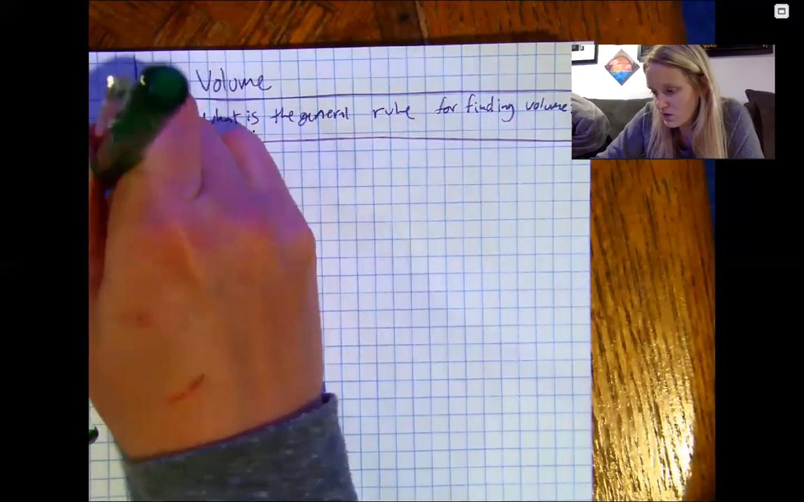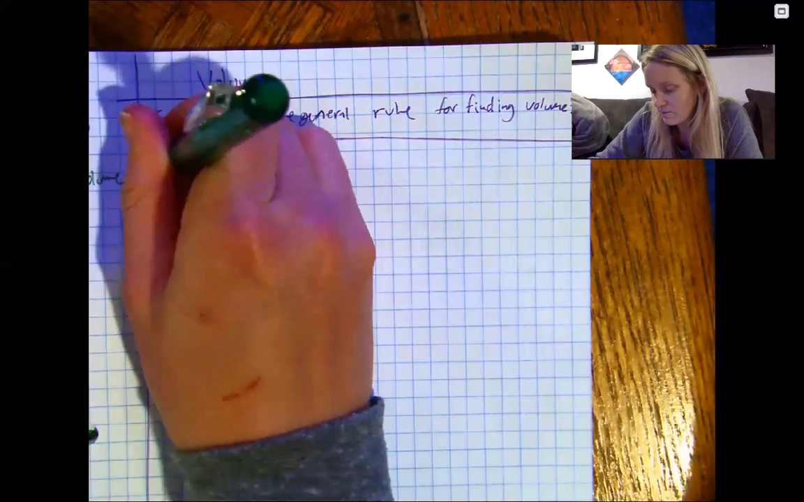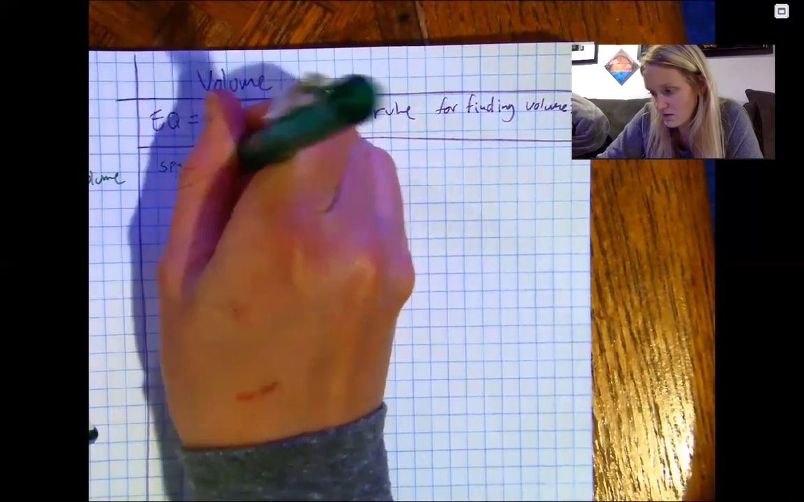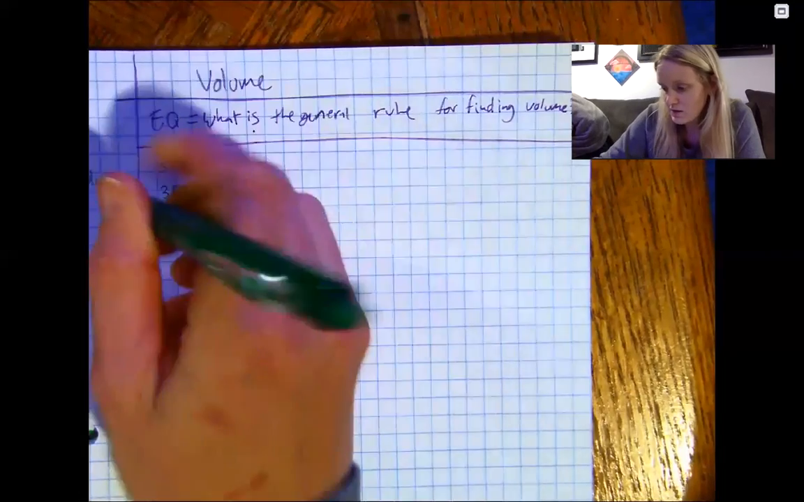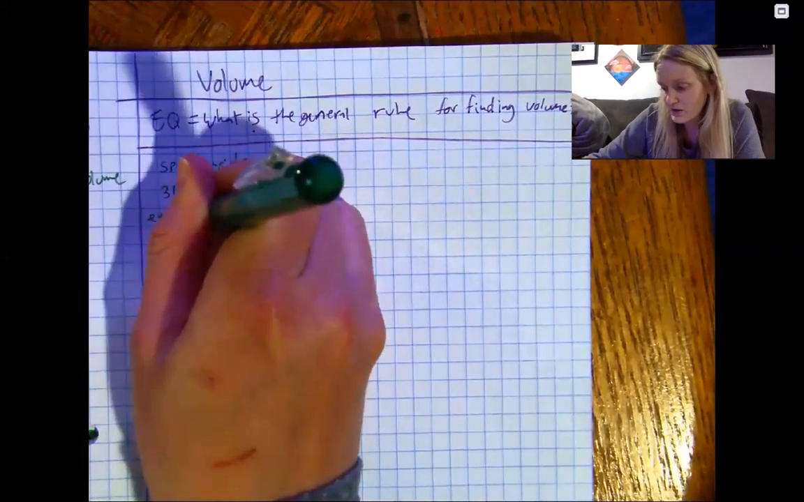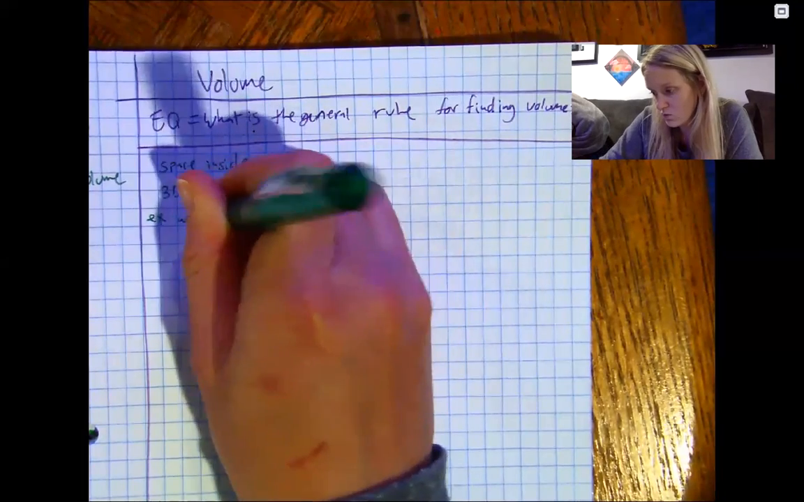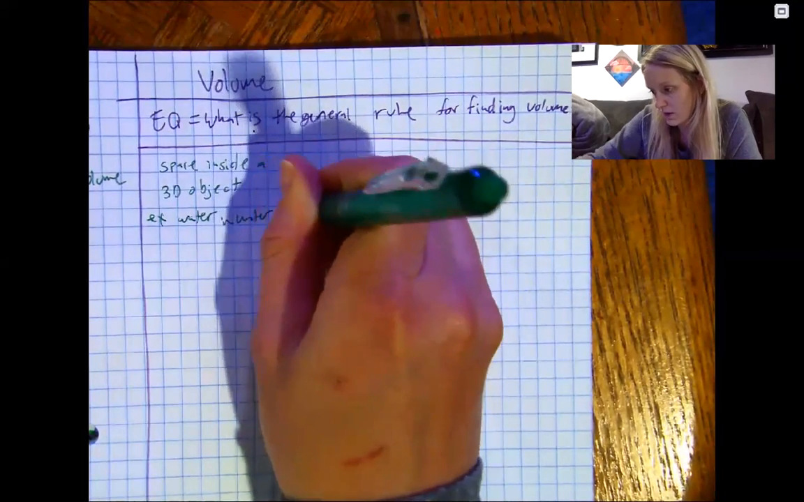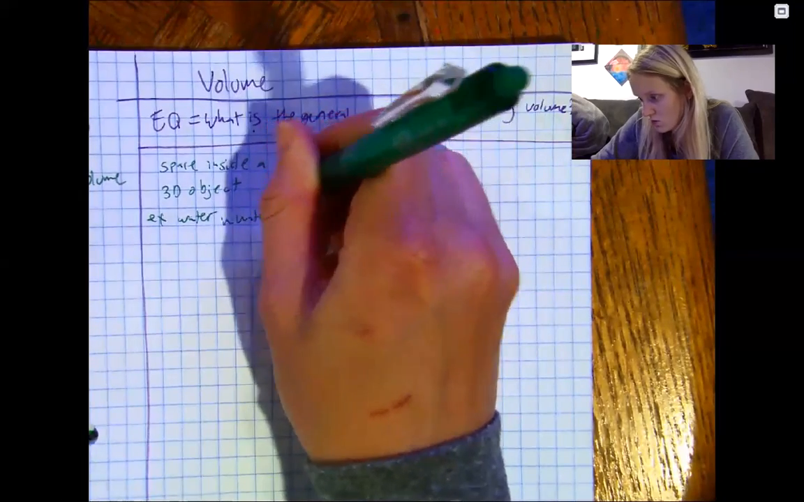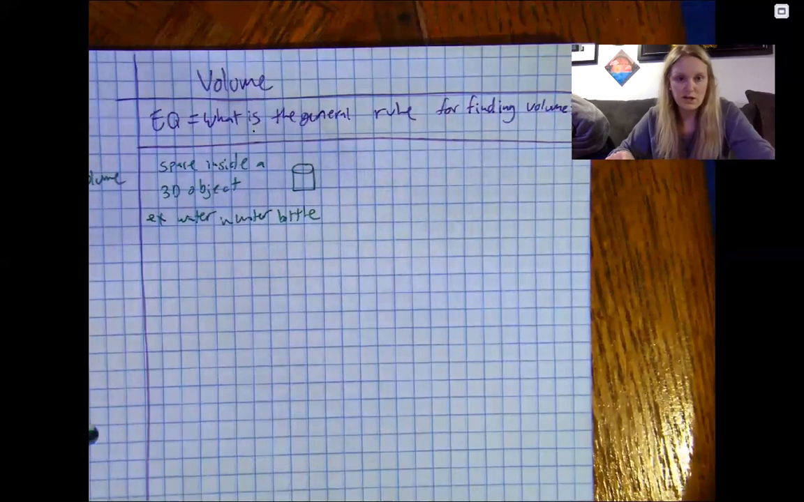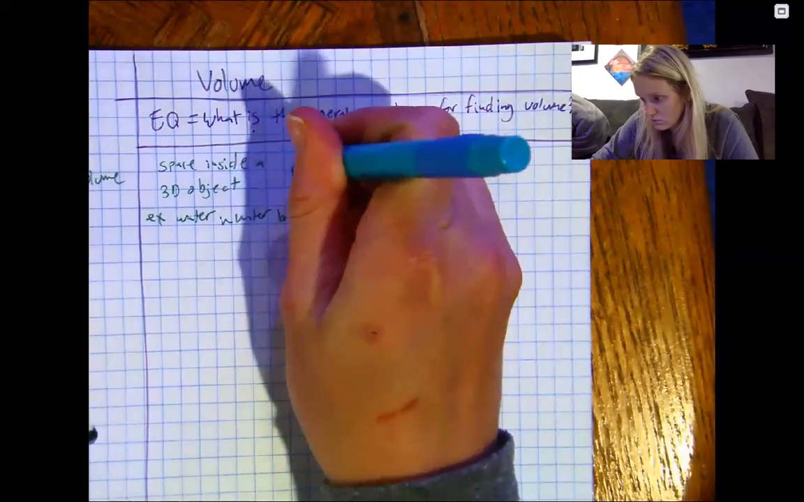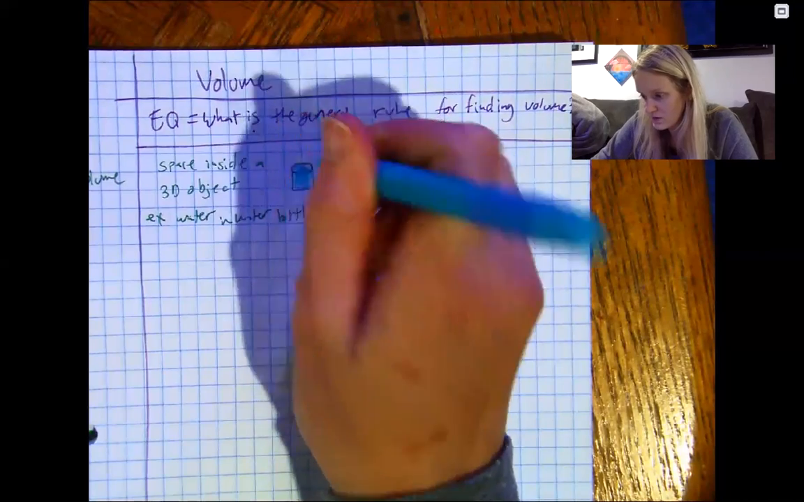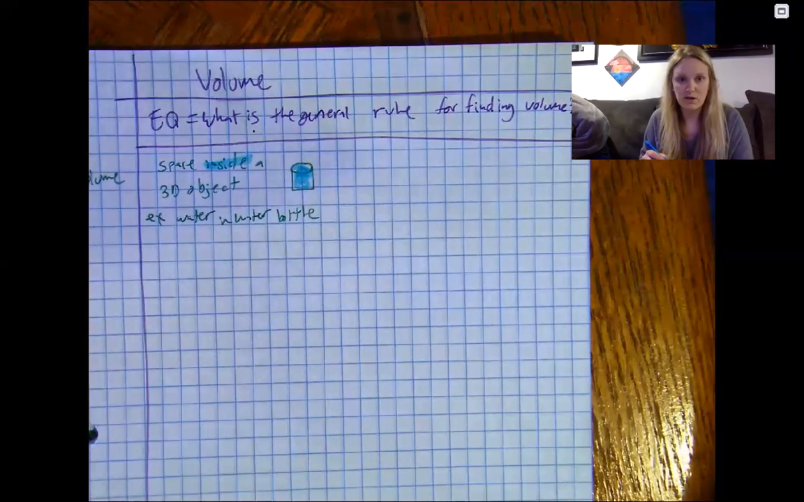So let's remind ourselves: volume is the space inside a 3D object. For example, it's the water inside a water bottle. Like, draw Mrs. Minch's water bottle, it has blue liquid in it. It's the blue, it's the stuff inside the water bottle. How much space is contained inside of it?